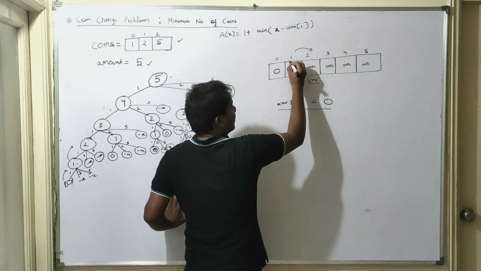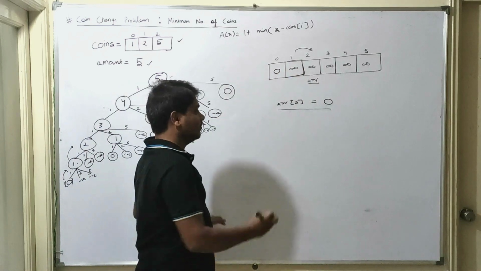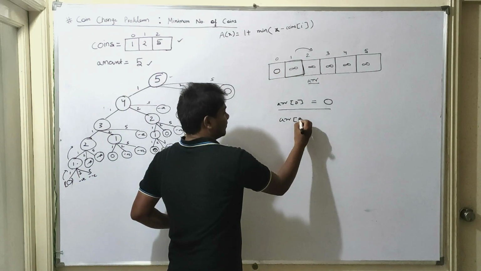Now what would be the minimum value for f of 1, that is index 1? What would be ARR 1?